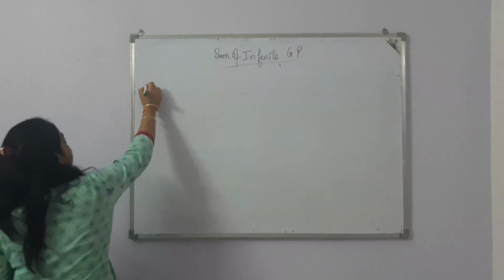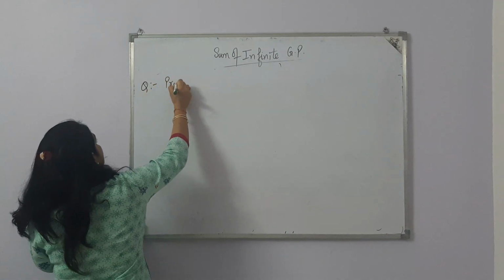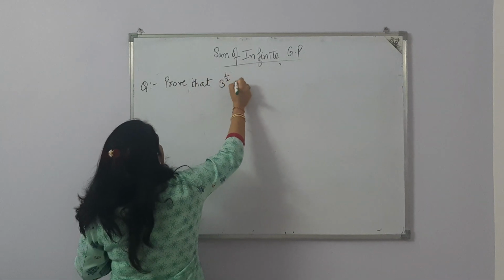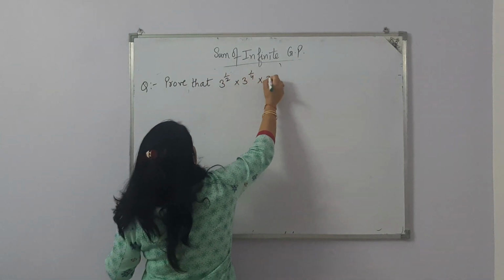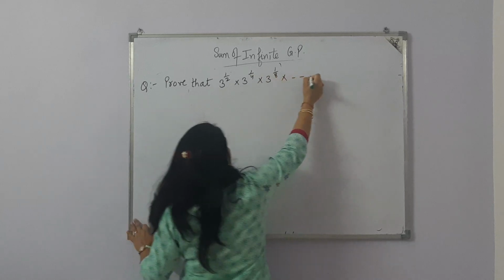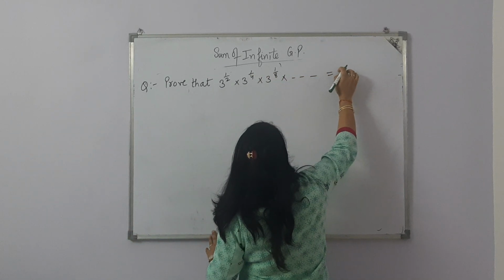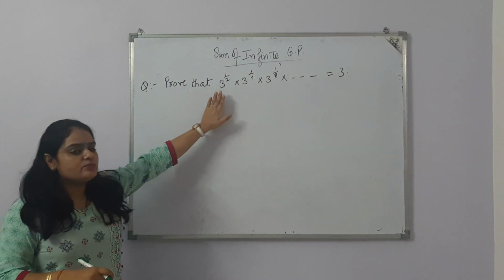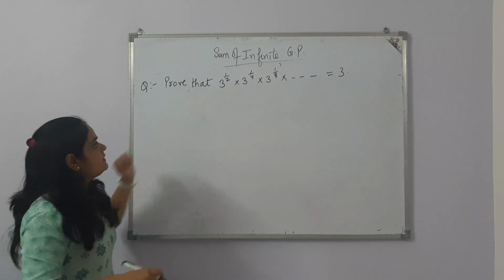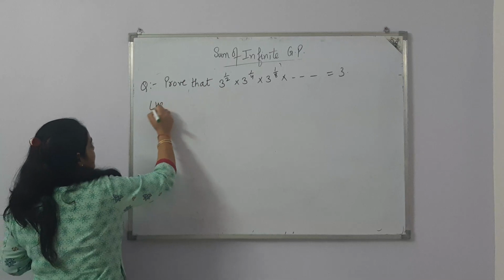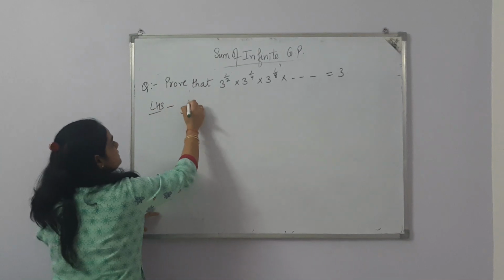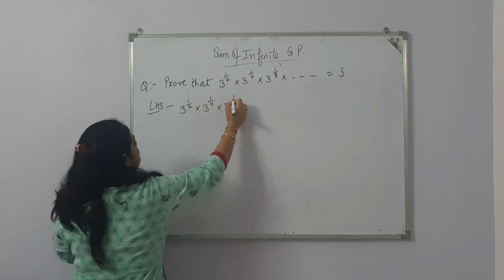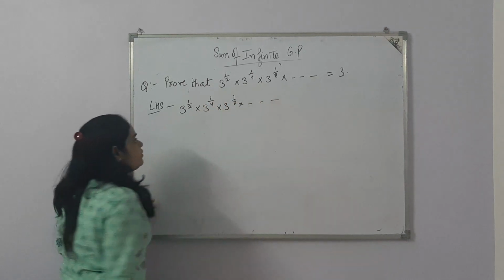Prove that 3 raised to power 1 by 2, into 3 raised to power 1 by 4, into 3 raised to power 1 by 8, and so on up to, is equal to 3. We need to prove it as 3. Now we need to prove that the left hand side is equal to the right hand side. So we take the left hand side: 3 raised to power 1 by 2 into 3 raised to power 1 by 4 into 3 raised to power 1 by 8, multiply so on up to.